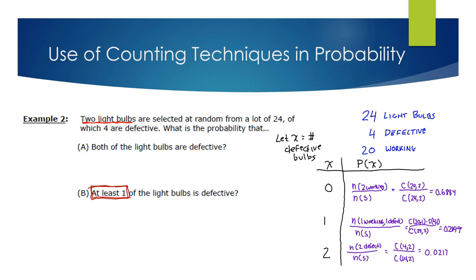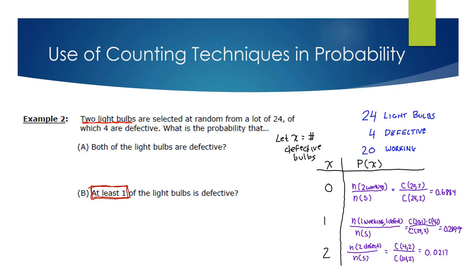If I have 1 working and 1 defective, then I'm going to have the combination of n being 20 and r being 1 to represent the number of outcomes for the working light bulbs, and I'm going to have C of 4, 1 to represent the number of outcomes for choosing 1 from the defective group. If I multiply those together and divide by the C where n is 24 and r is 2, I get 0.2899.